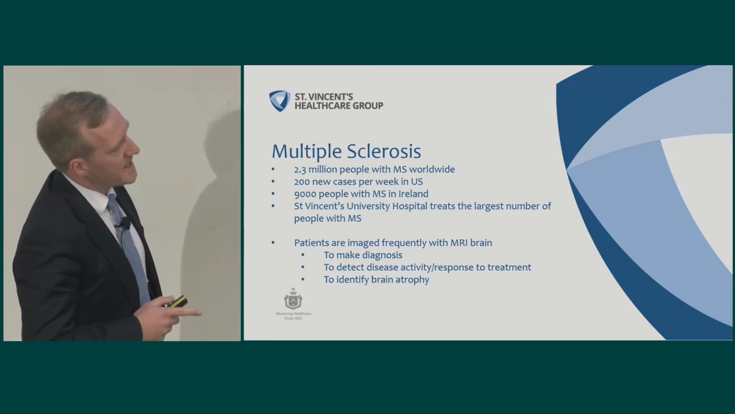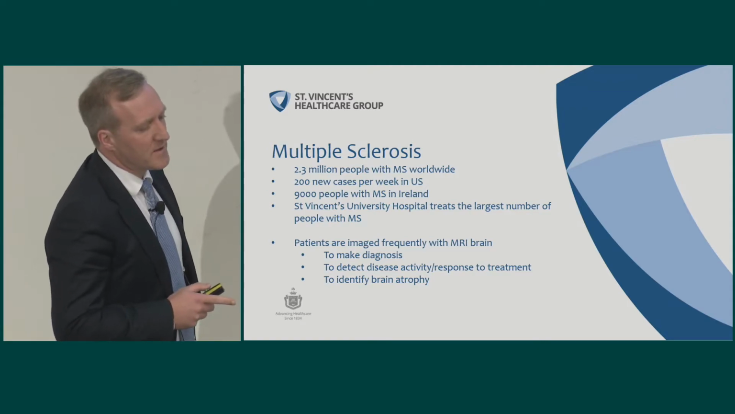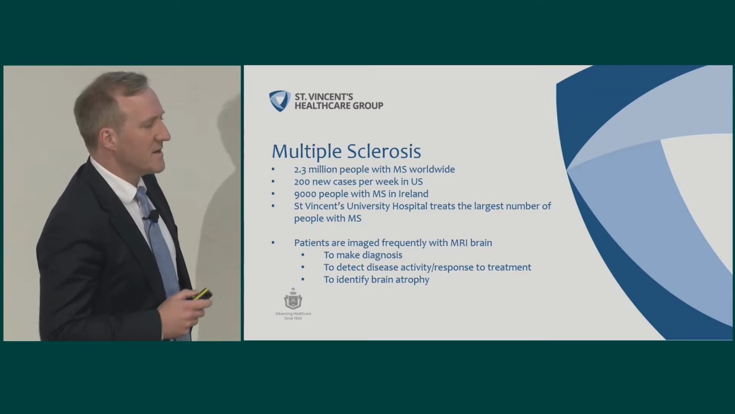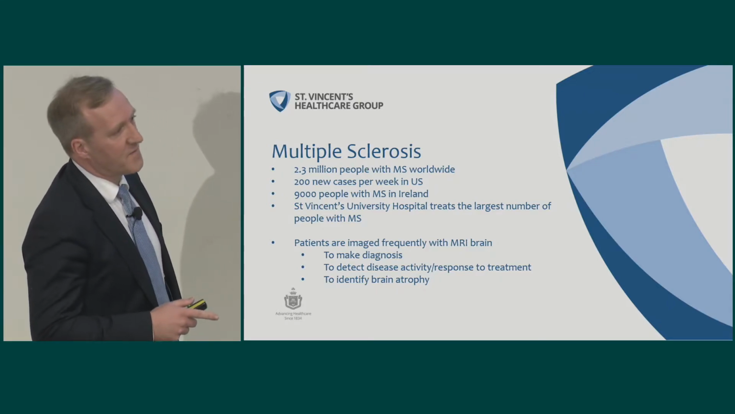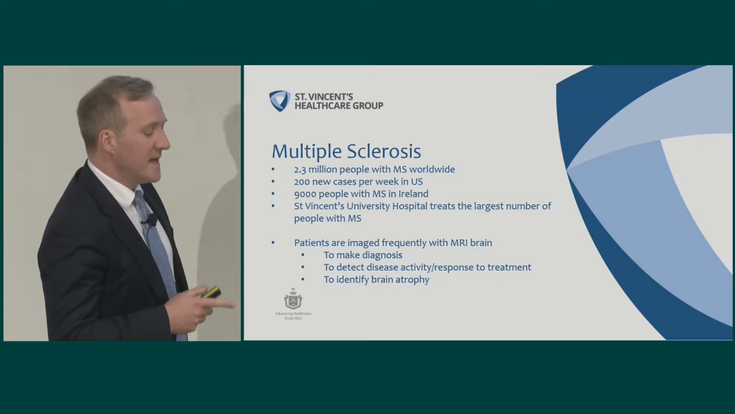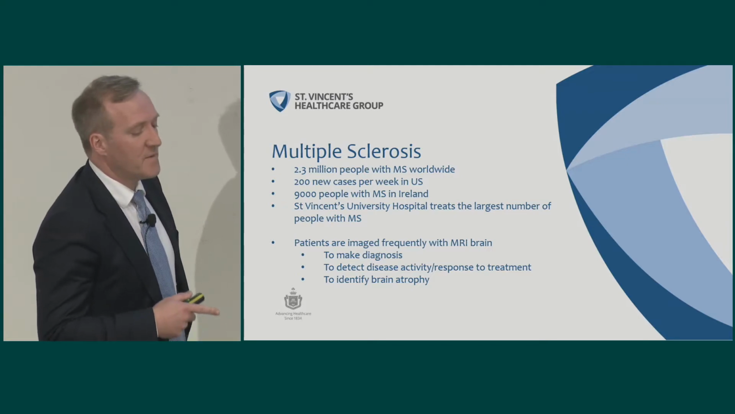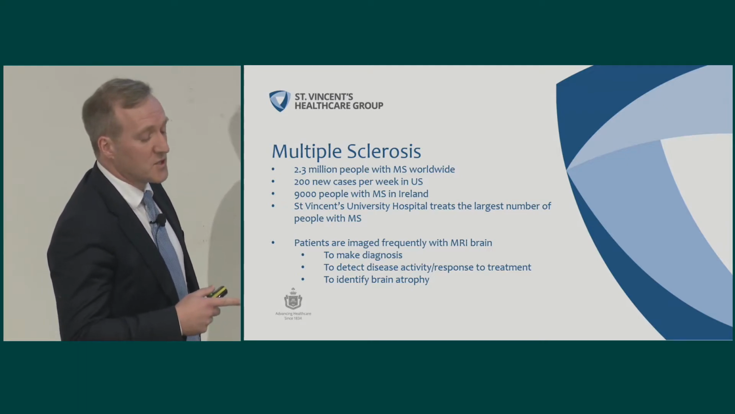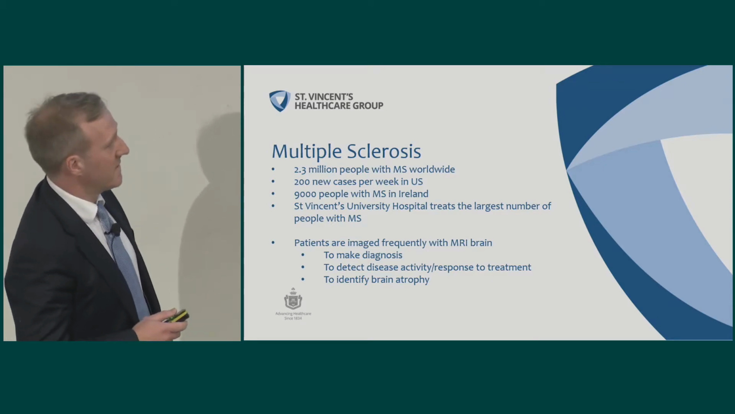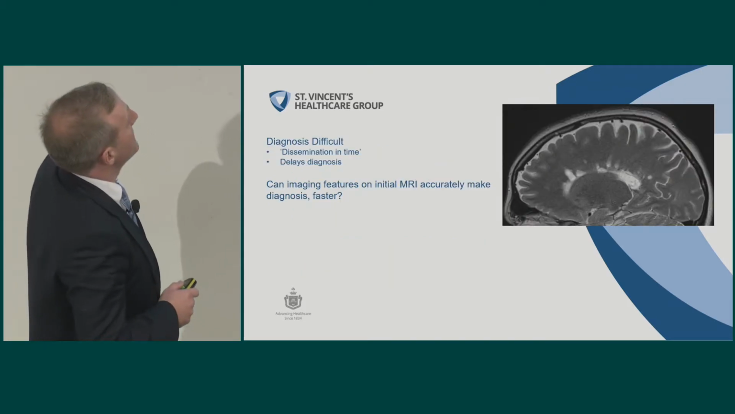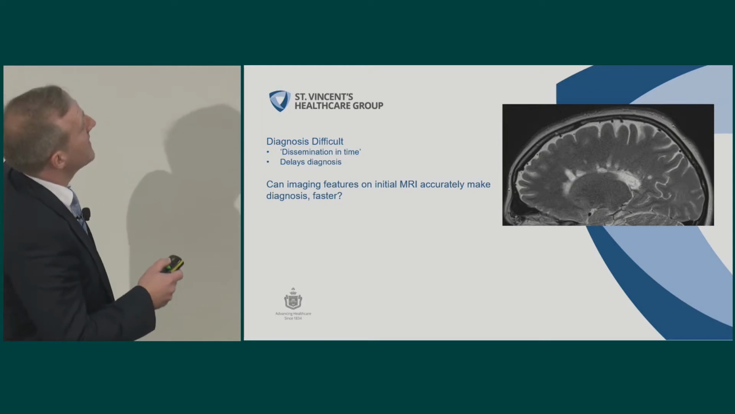Patients are frequently imaged, initially to make the diagnosis, and they often have to be imaged twice to make the diagnosis. And then they're imaged to detect disease activity and response to treatment. So their therapy institution, changing of therapy, etc., is determined by clinical features, but very strongly determined by imaging features as well. So this is a patient with MS here, if I can show you this.